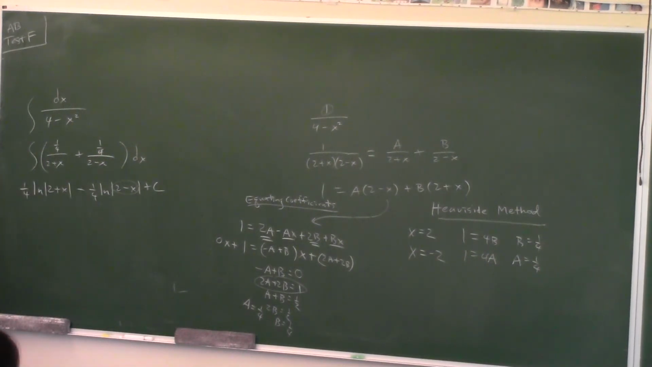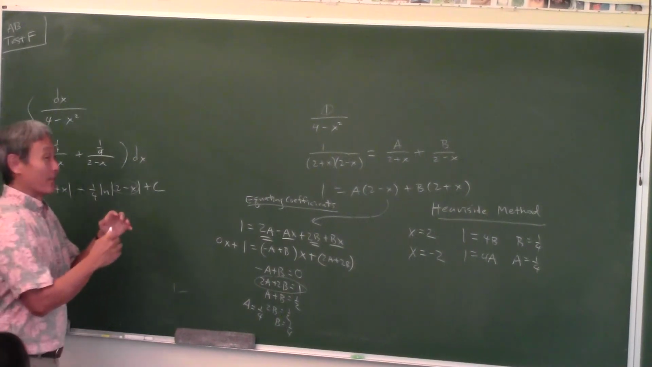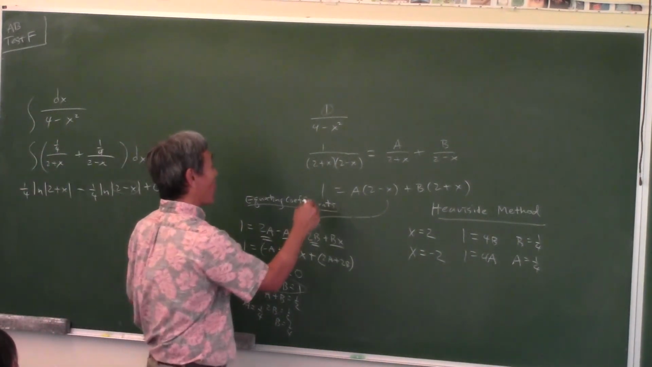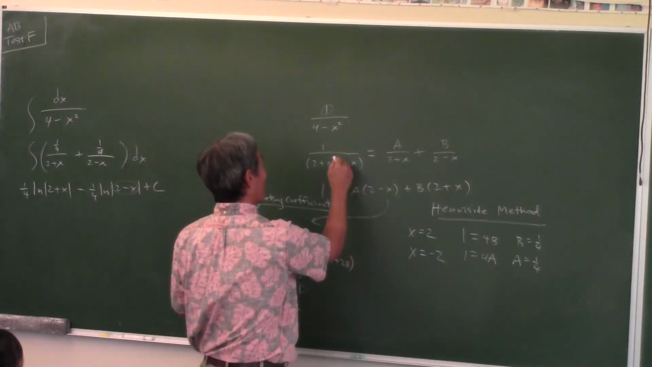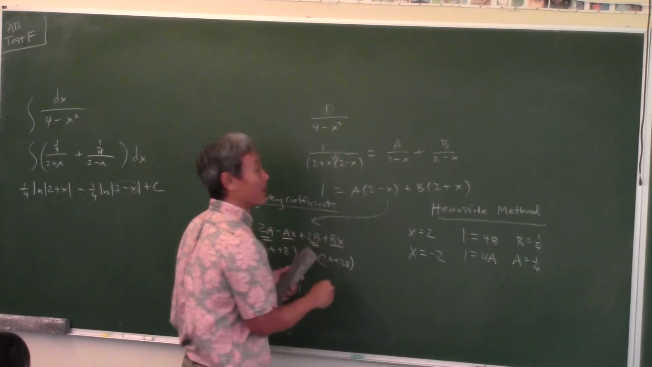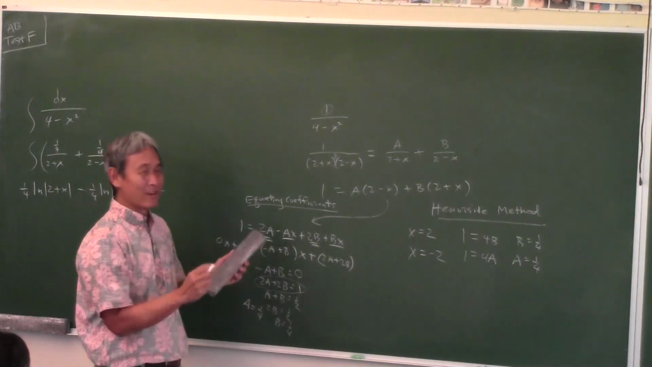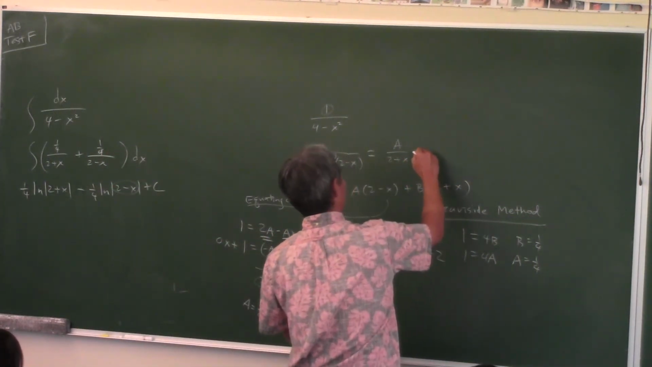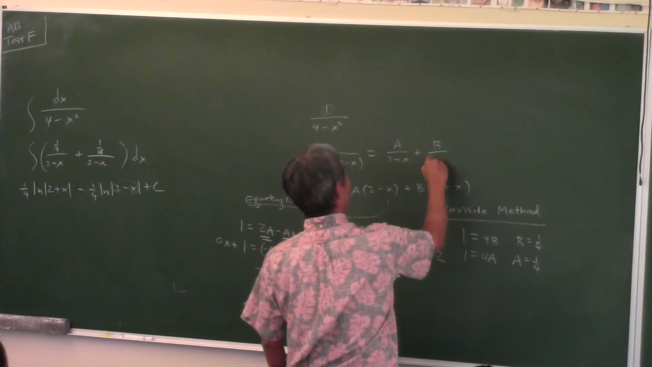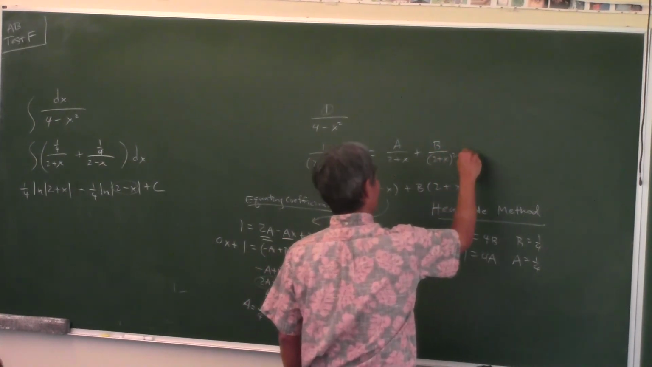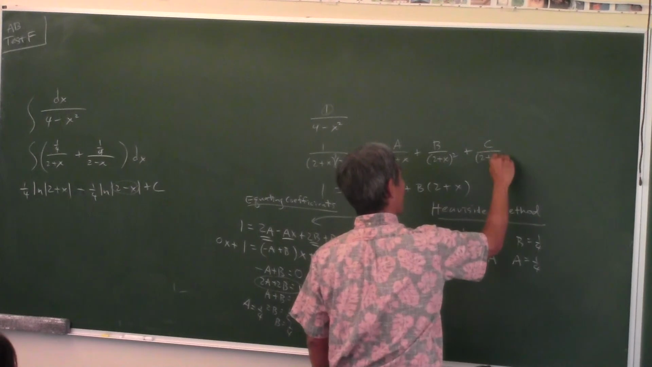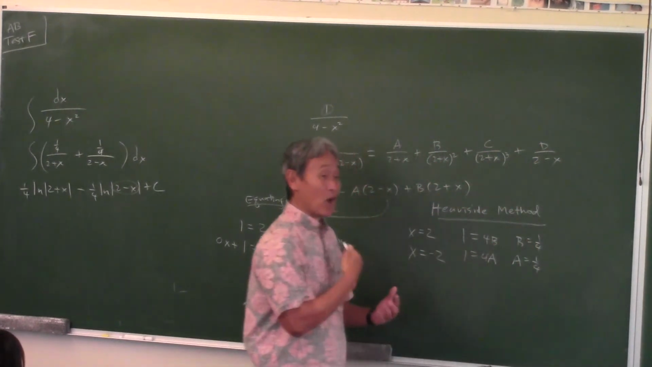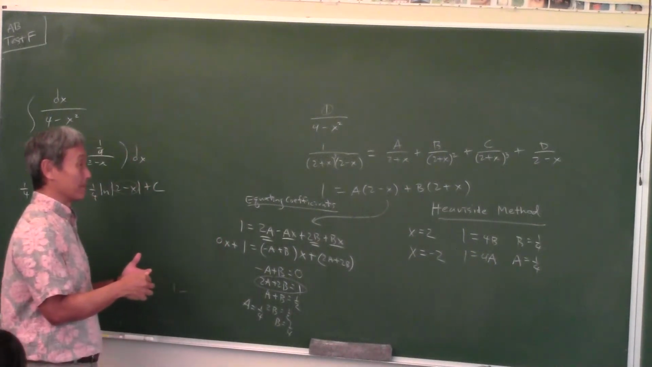Okay, we only have 1 minute left. Now listen, the hardest part of partial fractions is setting it up. What if there was a cube on that one? Then you have to go a over 2 plus x, plus b over 2 plus x squared, plus c over 2 plus x cubed, plus d over 2 minus x. You have to know how to set up the problem.